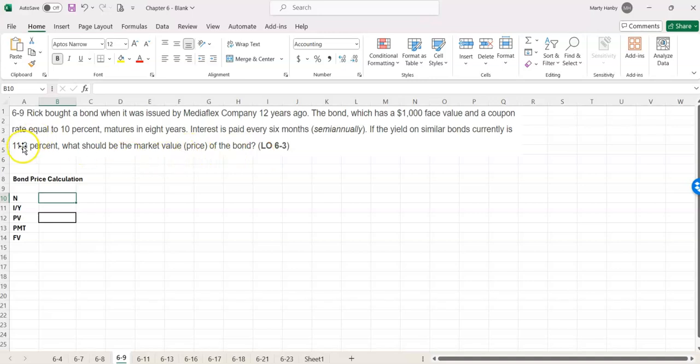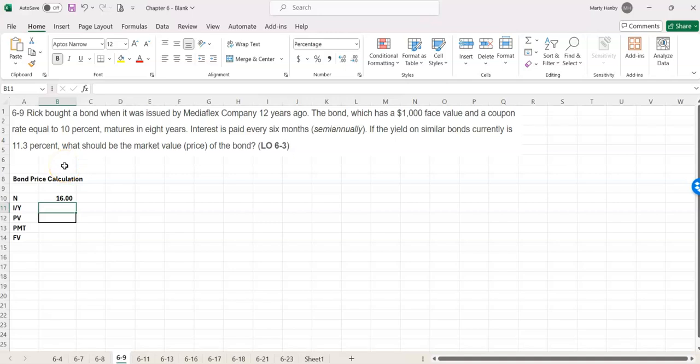So, okay, the required rate of return or yield to maturity is greater than the coupon rate. So that tells us we're going to have a discount bond. So the price of this bond or market value is going to be less than the face value. So our N, or number of periods, is 8 years semi-annually, so 8 times 2, 16.